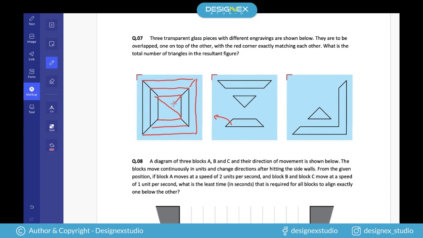So you can calculate the number of triangles. You can start from the outside and then come inside. You can count outside ones first: 1, 2, 3, 4. Then inside, these ones will be there, and this one will be there. So you guys can calculate the total number of triangles here. It's pretty simple and straightforward. So that is that.